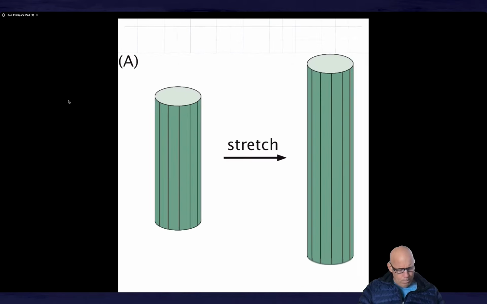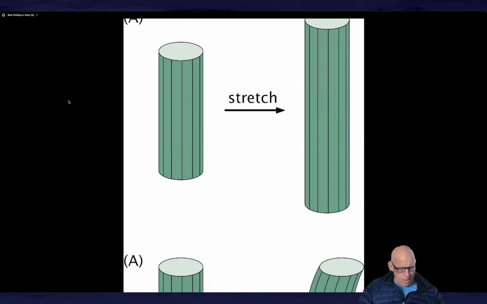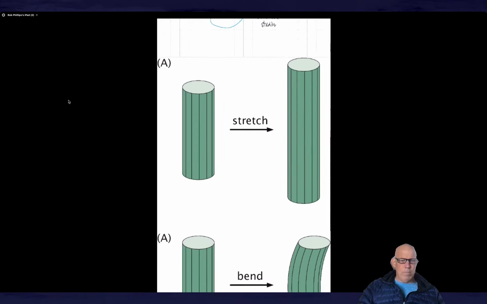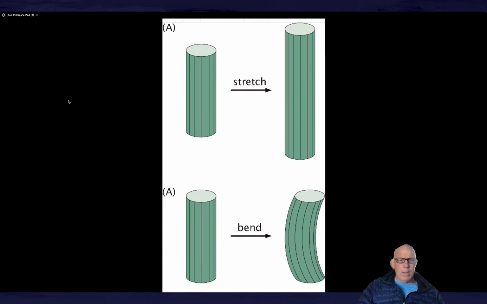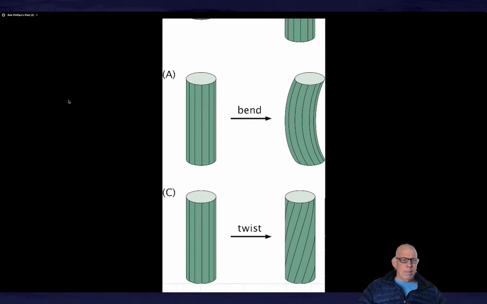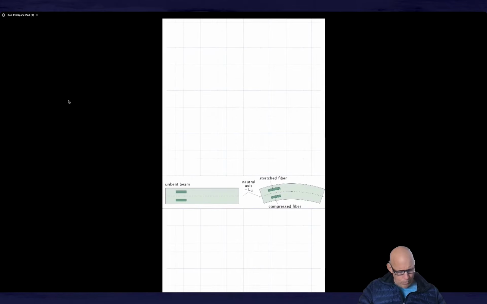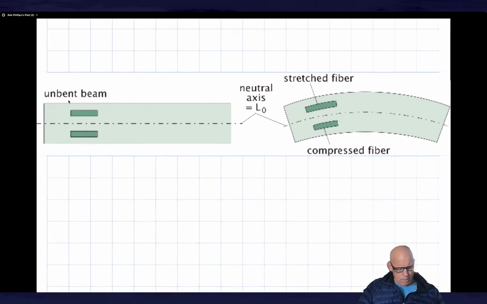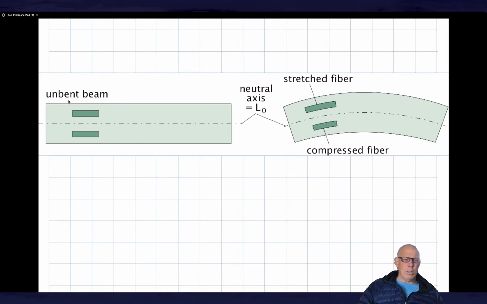So I want to point out, we're thinking about the elastic theory of beams, and I want to note that beams can be stretched, they can be bent, they can be twisted. And all three of those states of deformation result in an elastic strain energy. And what I'm going to do is focus on this particular configuration, which is beam bending.